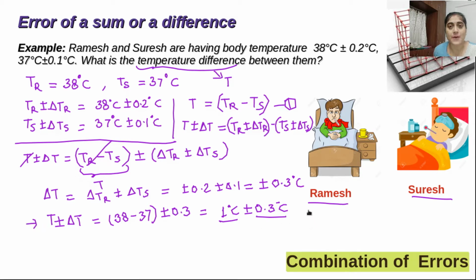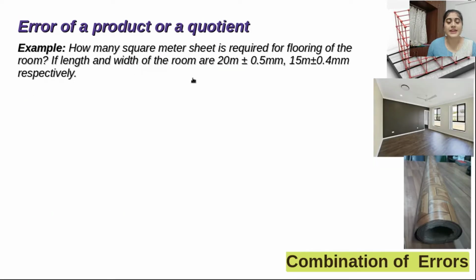Now I will take one example for division and multiplication. In this example I am multiplying these two physical quantities. How?